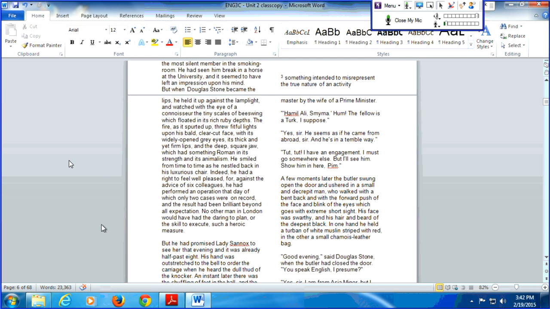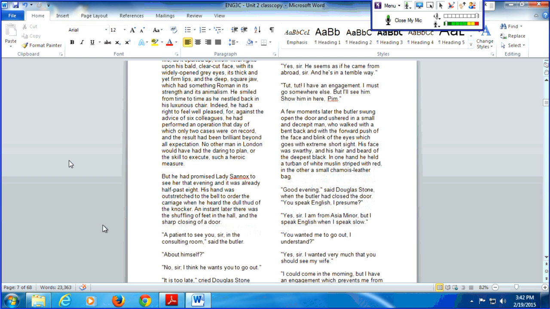A few moments later, the butler swung open the door and ushered in a small and decrepit man, who walked with a bent back and with a forward push of the face and blink of his eyes, which goes with the extreme short sight. His face was swarthy, and his hair and beard of the deepest black. In one hand he held a turban of white muslin striped with red, in the other a small chamois leather bag. "Good evening," said Douglas Stone, when the butler closed the door. "You speak English, I presume?" "Yes, sir. I'm from Asia Minor. I speak English when I speak slow."